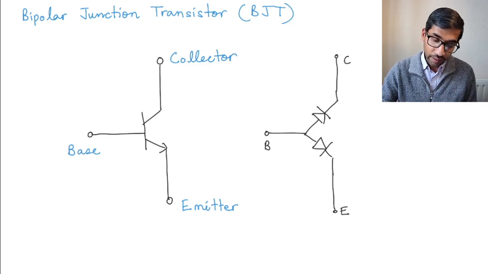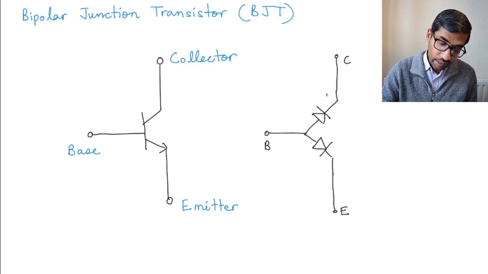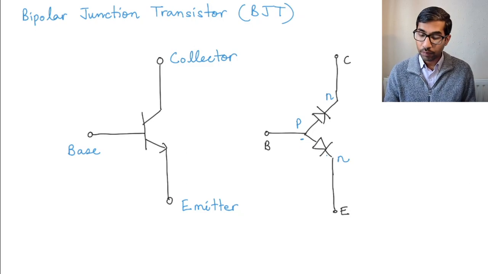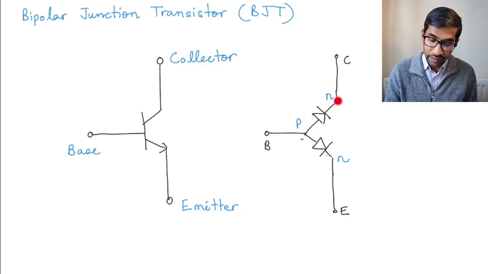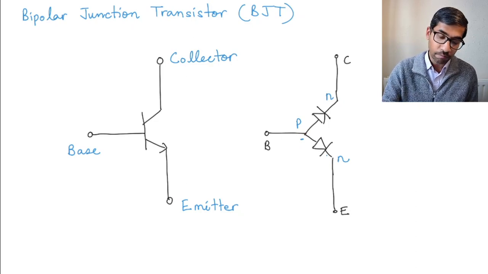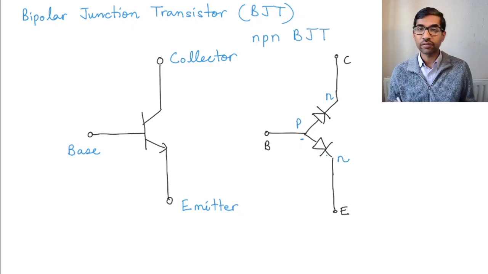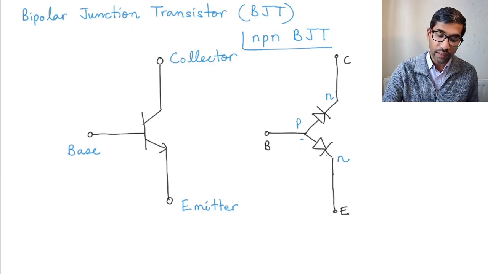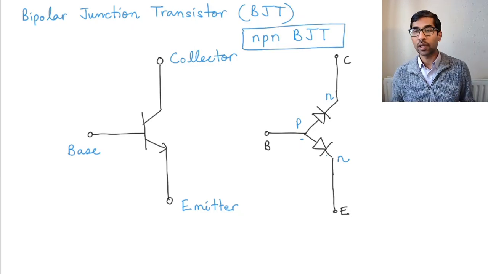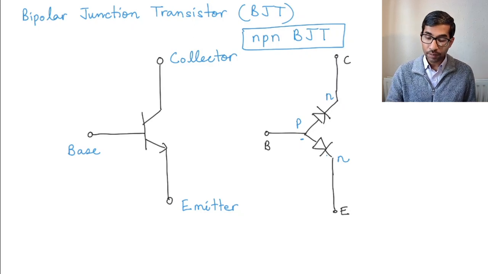Okay, and you can see that this is the N side of the diode, right? This is the N side of the diode and this is the P side of the diode, and for this diode this is the P side and this is the N side. And because this has an N side here, a P side and an N side, this kind of BJT is called an NPN BJT. Okay, so BJTs have two types, and the one that we are going to study is the NPN bipolar junction transistor. In a PNP BJT, you can imagine that you have a P here, an N here and a P here.